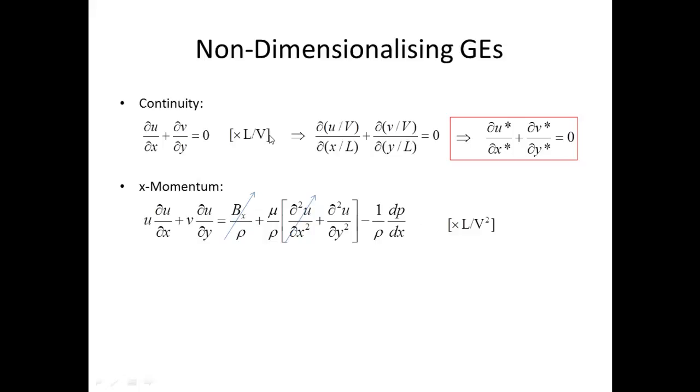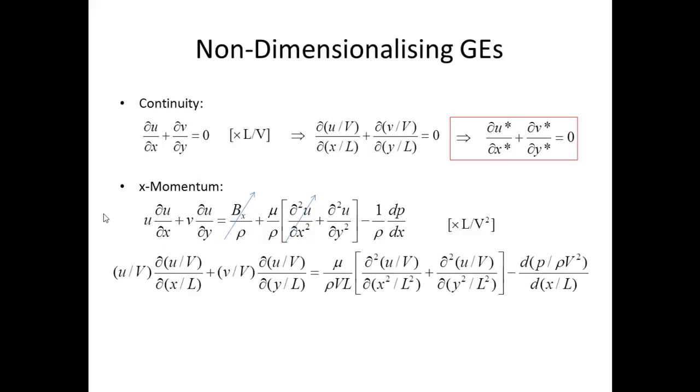Like what we did for the continuity, we are multiplying the x momentum equation with L by V square. In other words, we are dividing the numerator with V square and we are dividing the denominator with L. So our equation becomes like this: U by V replaces U and x by L replaces x, and so on on the left hand side. On the right hand side we have got mu coming here, and I am dividing this U term with V. I still have one more V left that I am using on the denominator.